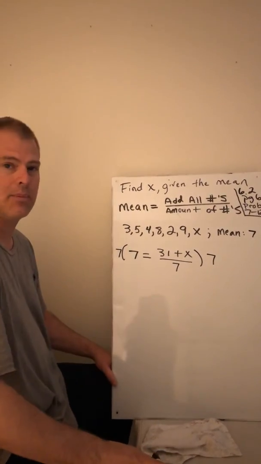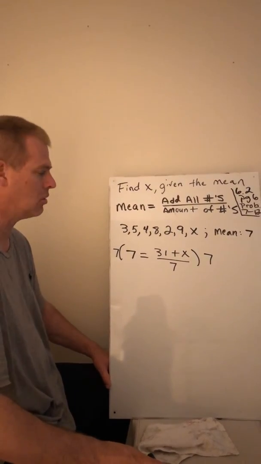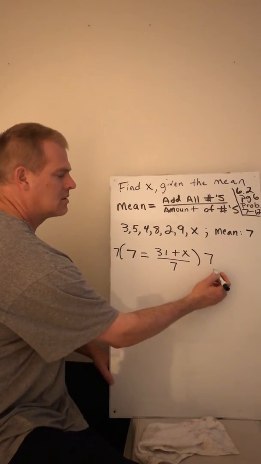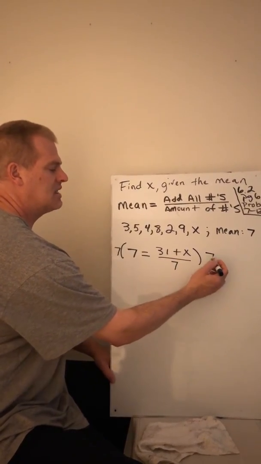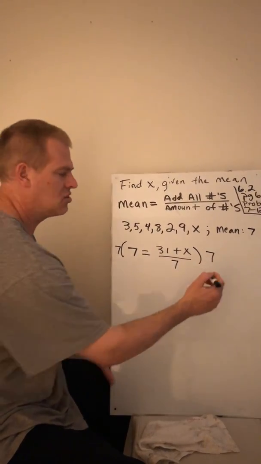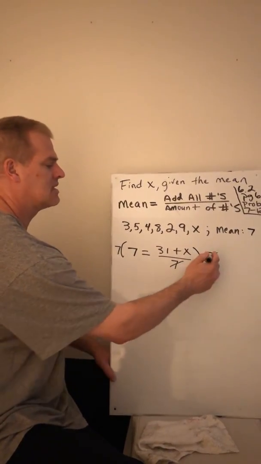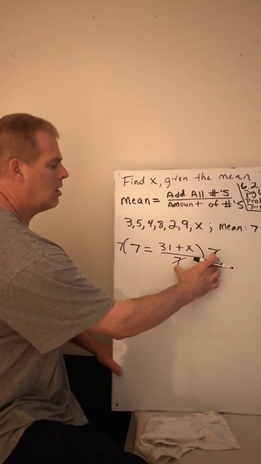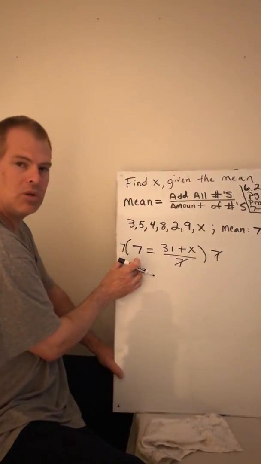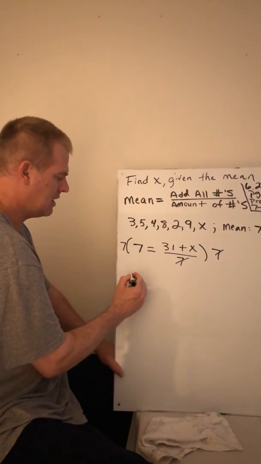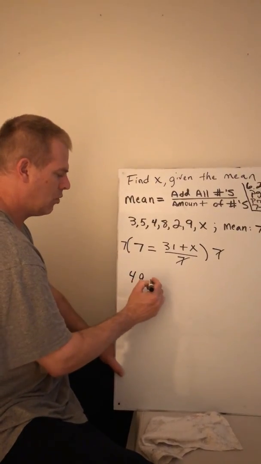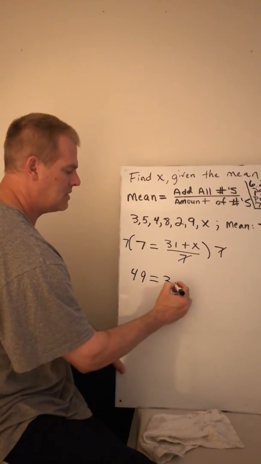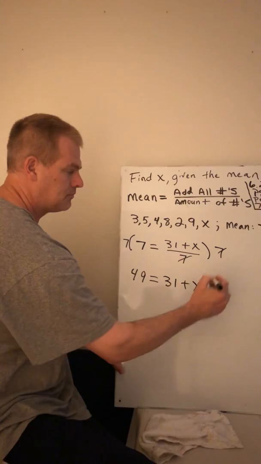Well, what happens to the 7 on the fraction? Well, when we actually do this, it's really over 1. So, if I put the 7 over the 7, they actually cancel each other out because 7 divided by 7 is 1. So the 7s are going to be gone. Well, on this side, I have to multiply the 7. 7 times 7 is 49. Well, 49 equals, well, the 7s are gone, so I just drop down the 31 plus x.